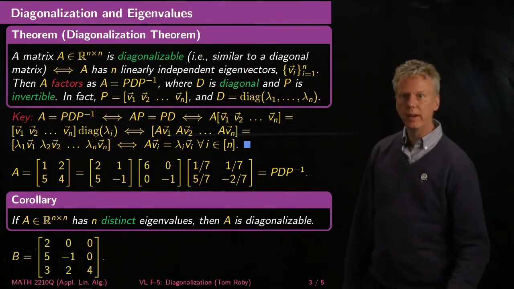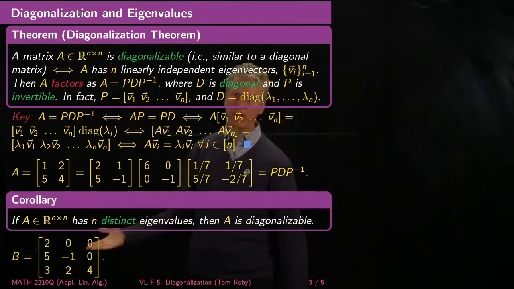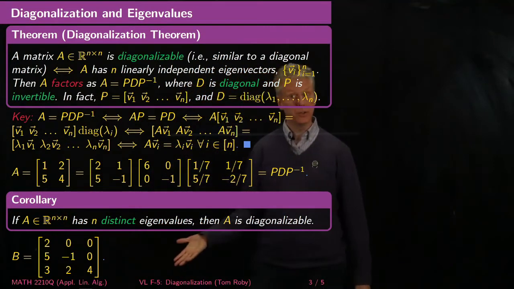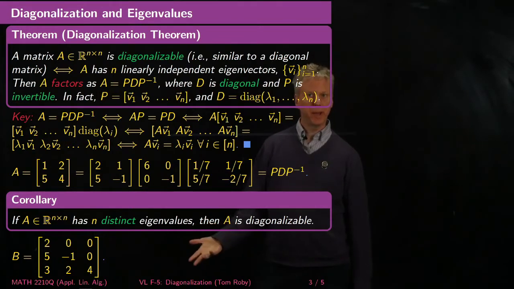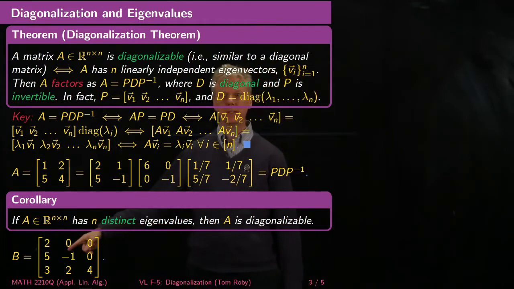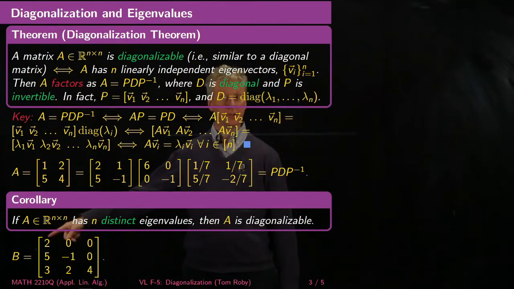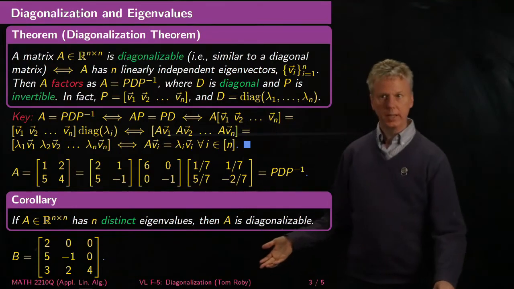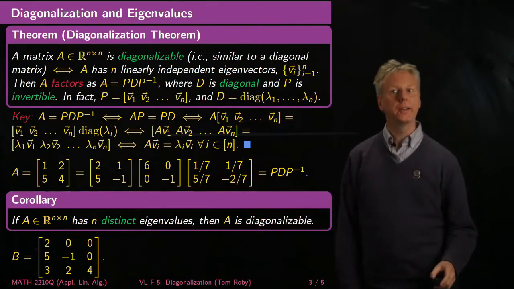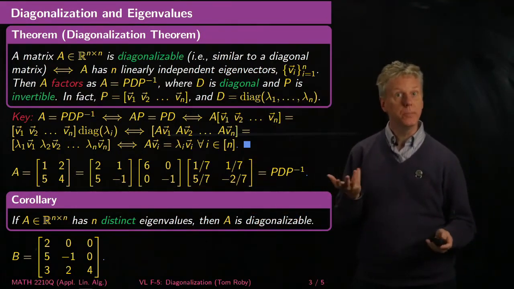Okay, so for example, what can we say about this matrix B? What can you say about its eigenvalues? Well, it has a special form, right? It's triangular, which means that the eigenvalues are just the diagonal elements, 2, -1, and 4, the eigenvalues of B. Those are all distinct. Therefore, that matrix can be diagonalized. And I'll show you a procedure in a minute for how to do it.